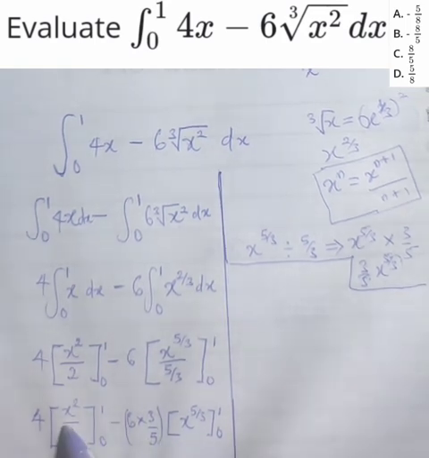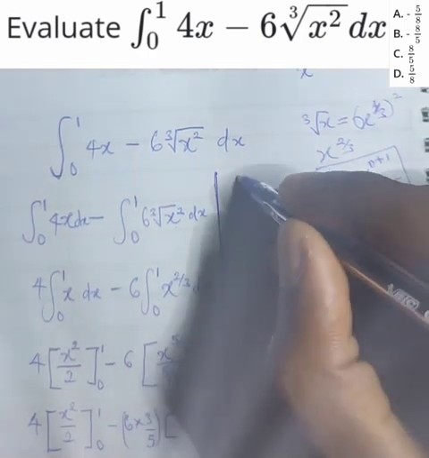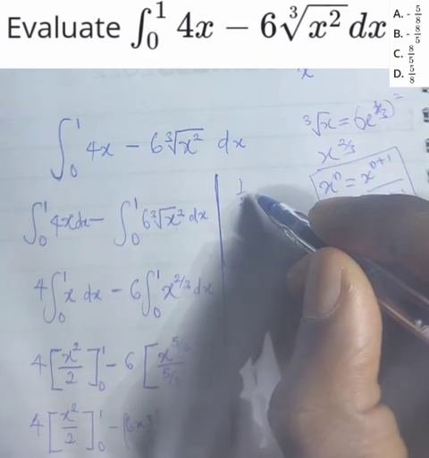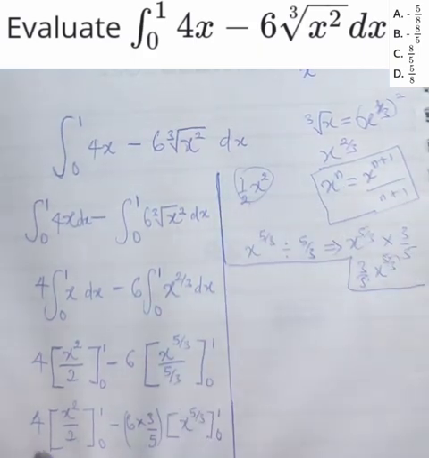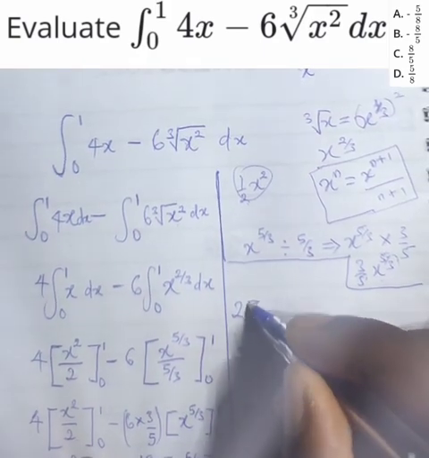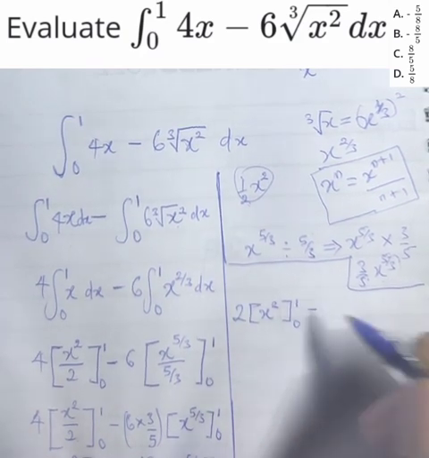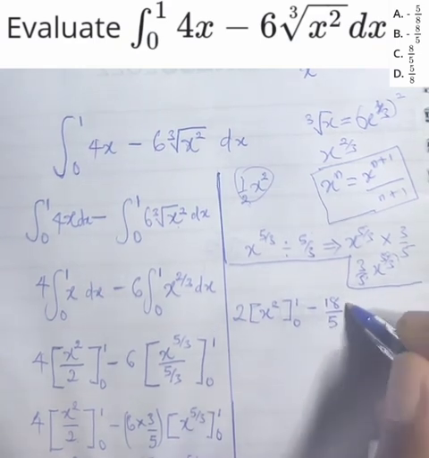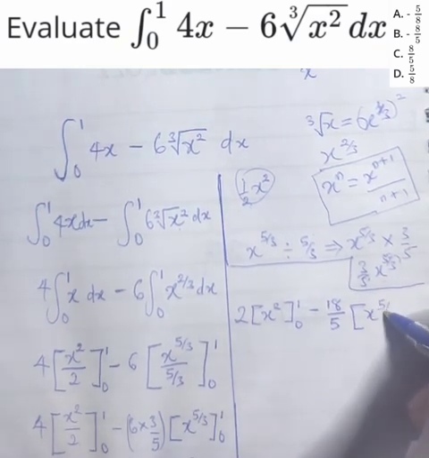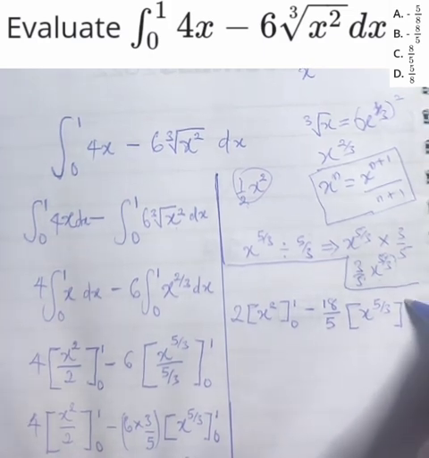But remember, this is also x squared divided by 2, which is the same thing as half times x squared. So we can take this 1 over 2 outside too, making it 4 times 1 over 2. So that gives us 2 outside, while we have x squared inside with our boundary conditions. Minus 18 over 5, and we have x to the 5 over 3 with our boundary conditions.